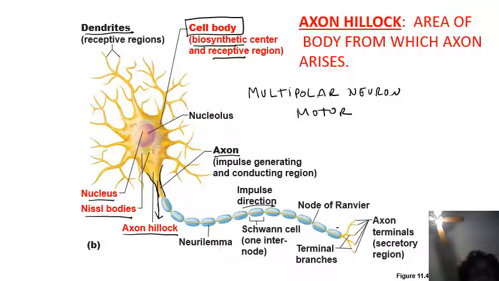So the cell body has two functions. It is the biosynthetic region of the neuron, but it is also the receptive region, which means that other neurons could synapse at the body of the neuron. This will be an axosomatic synapse.